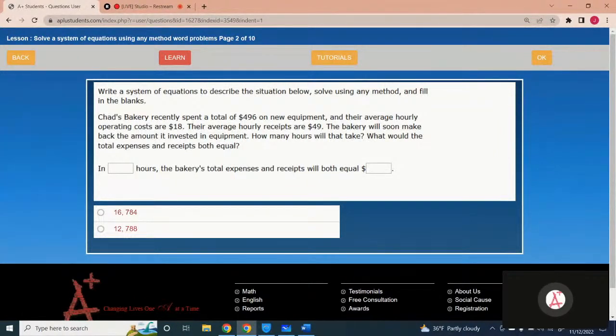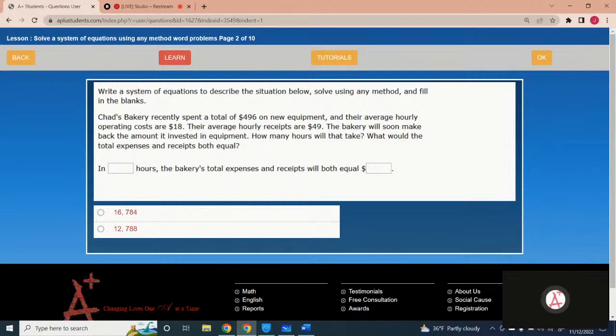Okay, the next one is: write a system of equations to describe the situation below. Solve using any method and fill in the blanks. Chad's Bakery recently spent a total of $496 on equipment and their average hourly operating cost is $18. Their average hourly receipts are $49. The bakery will soon make back the amount it invested in equipment. How many hours will that take? What would be the total expenses and receipts? Both equal. So let's just write down the equations first.